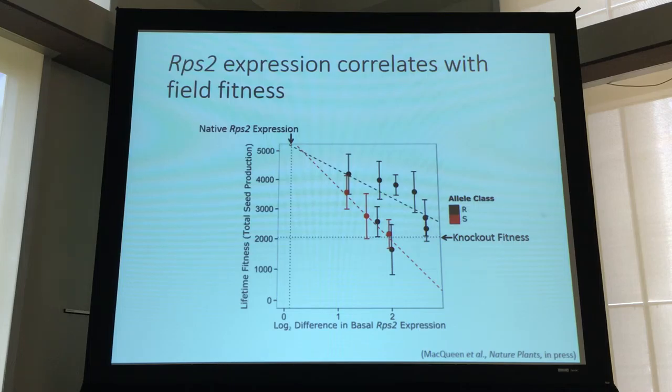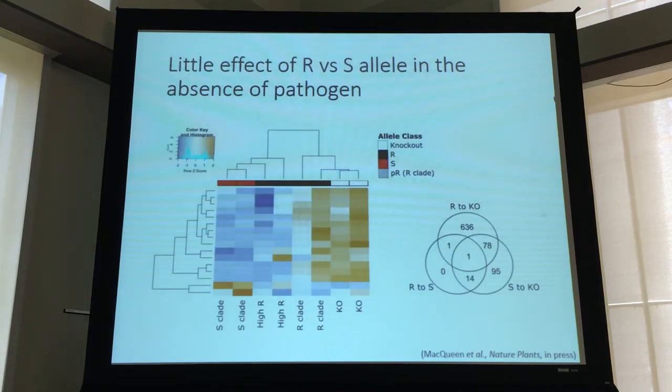Okay, so we got interested in the mechanism of these differences in fitness that we observed. So I did an RNA-seq experiment in sterile conditions in the absence of pathogen, looking at the resistant clade allele and the susceptible clade allele, both with similar levels of RPS2 expression, then the knockout and a higher expression level resistant allele. These are the significantly differentially expressed genes in the comparison of resistant and susceptible allele, and there's only 16 of them. They're enriched for drought response genes, and none of them are unique to this comparison.